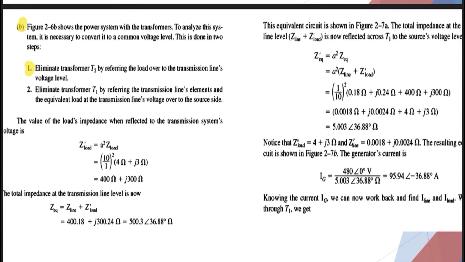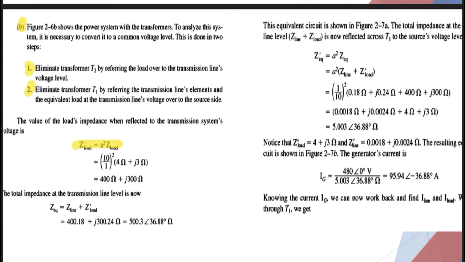Number 2, eliminate transformer T1 by referring the transmission line's elements and the equivalent load at the transmission line's voltage over to the source side. So the value of the load's impedance when reflected to the transmission system voltage, we will use this formula, guys: Z load dash equals a square multiplied by Z load.